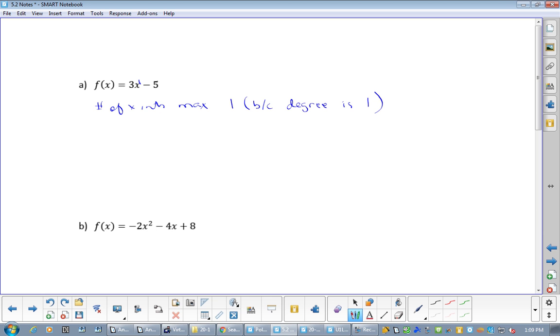In fact, it's impossible to have 0. What kind of graph is 3x minus 5? Linear. Can you try and do a linear graph for me that will not go through the x-axis? Go crazy, have some fun with it. You'll never do it. So you can't actually have 0, but the rule is that's the maximum number.